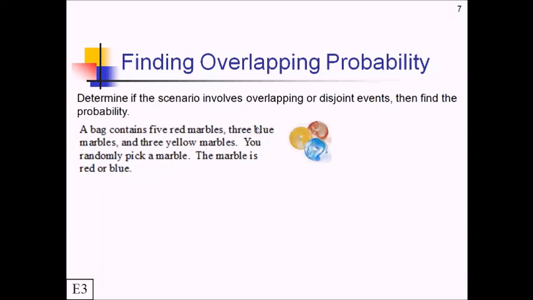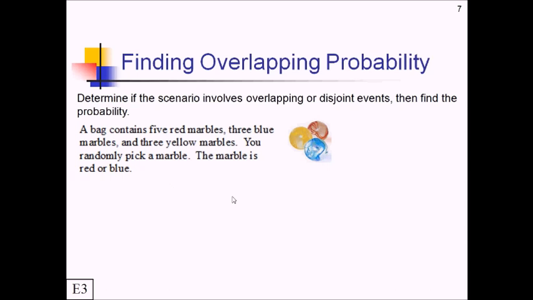Try this next one out, and this one they want us to determine if it's overlapping or disjoint events, then find the probability. A bag contains 5 red marbles, 3 blues, and 3 yellows. Randomly picking a marble, is it red or blue? Okay, let's see how this one went.